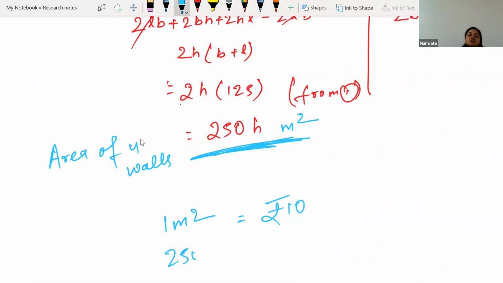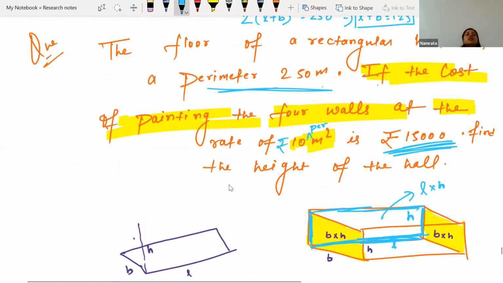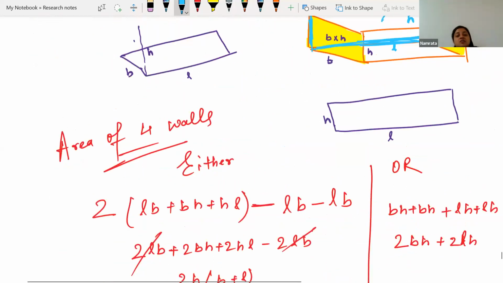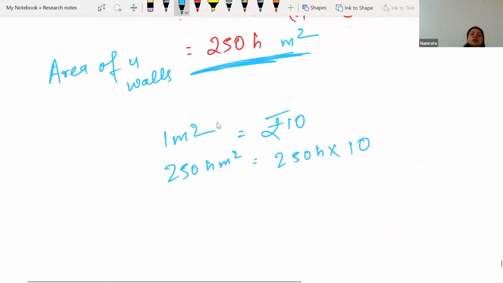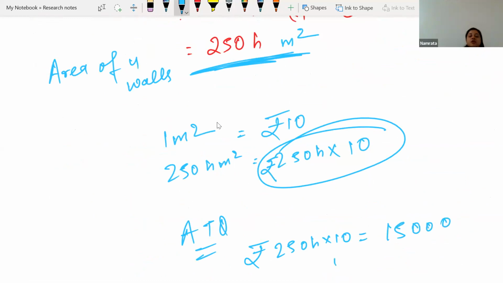For 250H meter square it will be 250H into 10. That cost is given as 15,000. We can compare it with 15,000 to find the H value. That cost is already given in the question, so what we are getting in terms of H, rupees 250H into 10, is equal to 15,000. And from here we will get the value of H.